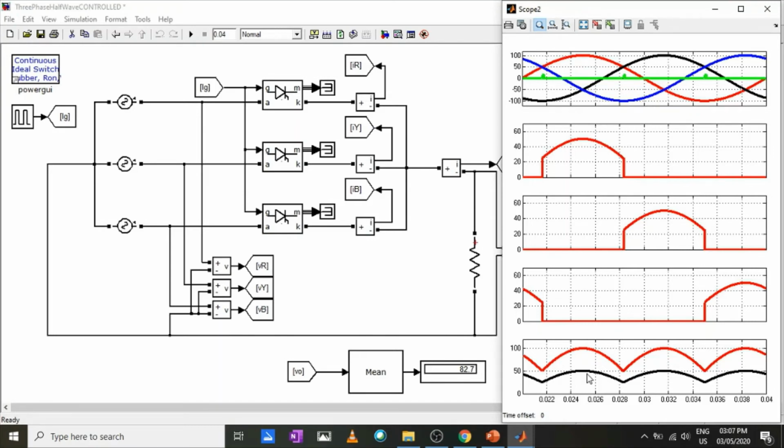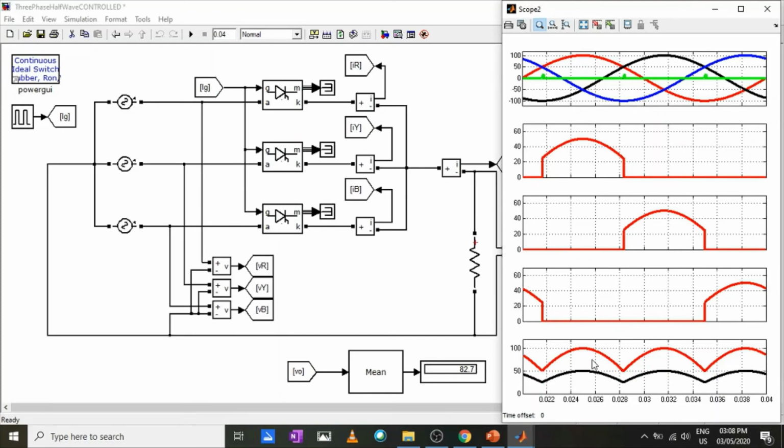Please remember that these waveforms are also similar to the output voltage and current waveforms of a three-phase uncontrolled half-wave rectifier with resistive load. As a conclusion, to vary the average or RMS output voltage and current, the firing angle of a three-phase controlled half-wave rectifier must be higher than zero and lower than 120 degrees.